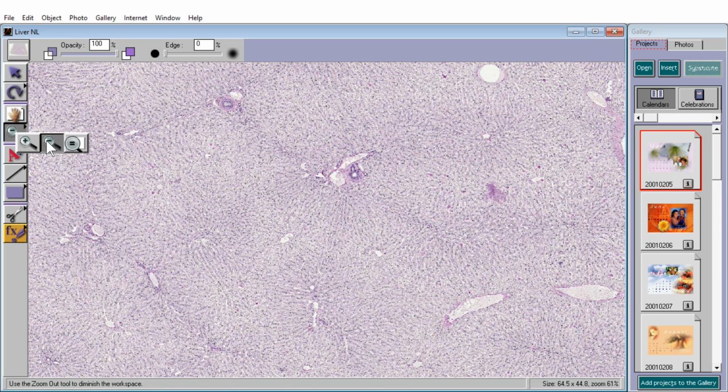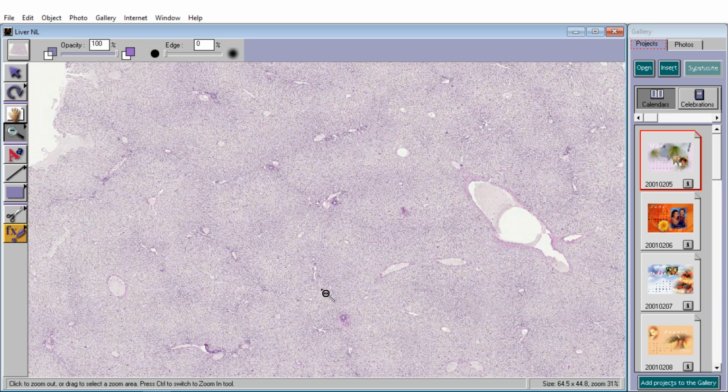I'm going to show you the so-called hexagonal pattern. Because you're seeing almost like hexagons in here with portal areas surrounding central veins, you can say this is a normal hexagonal portal architecture. The blood goes from the portal area, which has the portal vein, the hepatic artery, and the bile duct, through the sinusoids into the central vein, and then into the hepatic veins. This is your functional unit. You call it a lobule if you want.